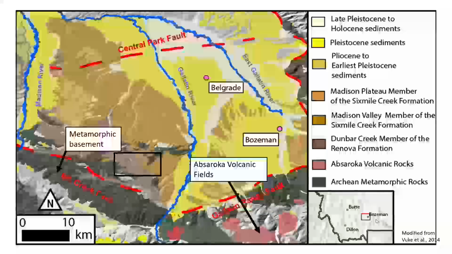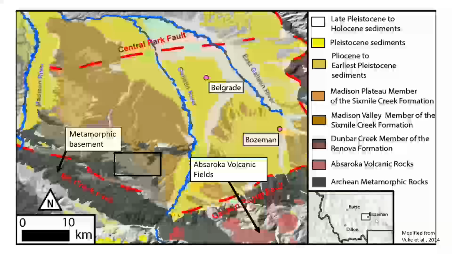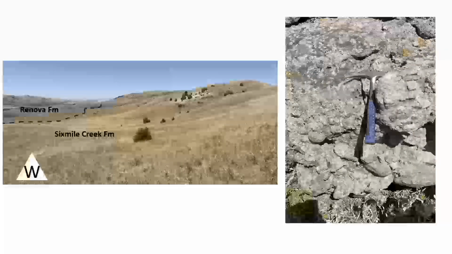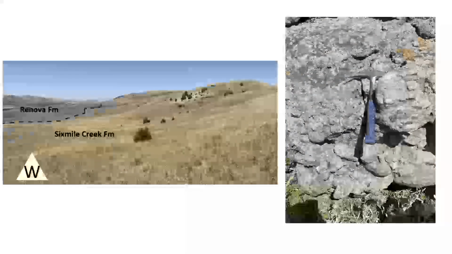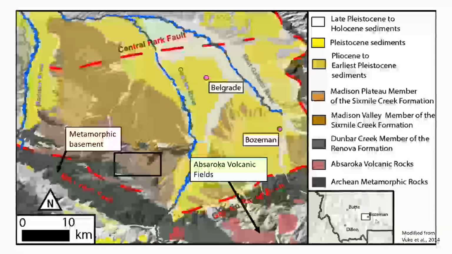And the only other place where you can really see the base of the Sixmile Creek Formation is in this little creek over here. I don't know what it's called. So this is the creek, and we're looking west.